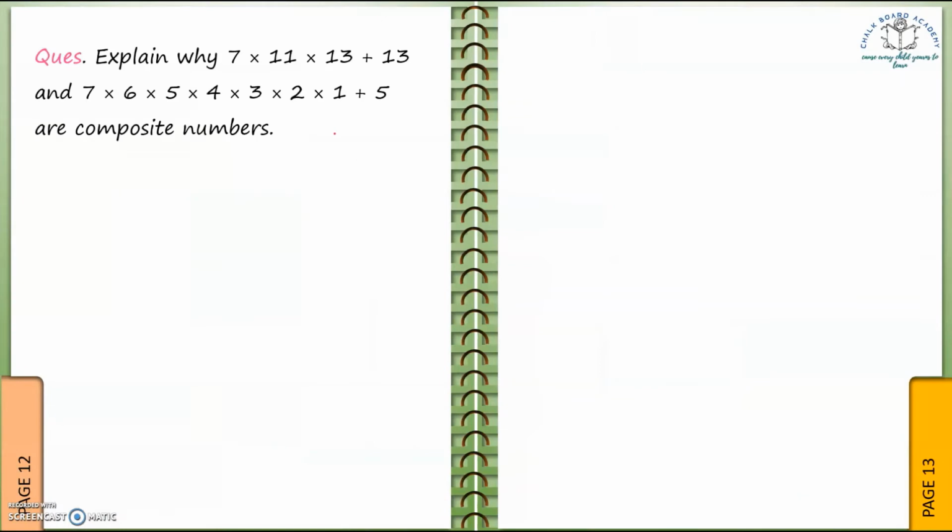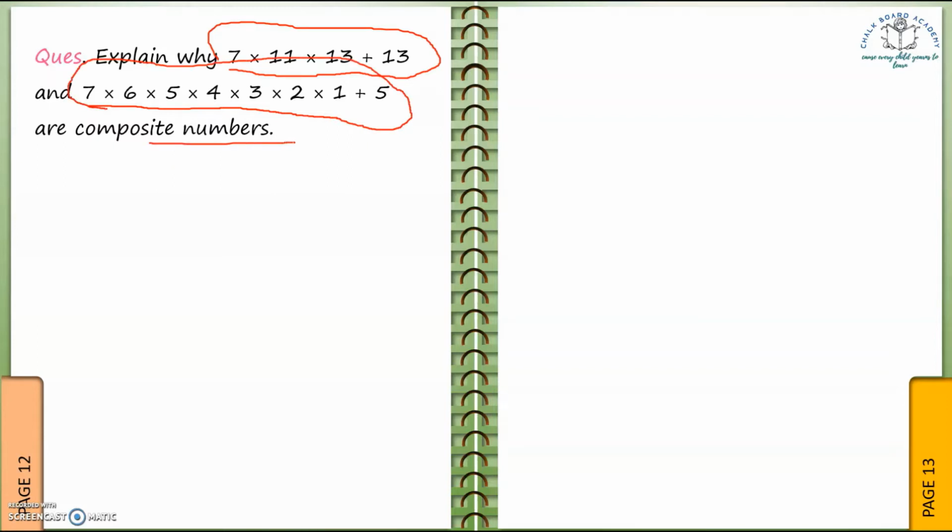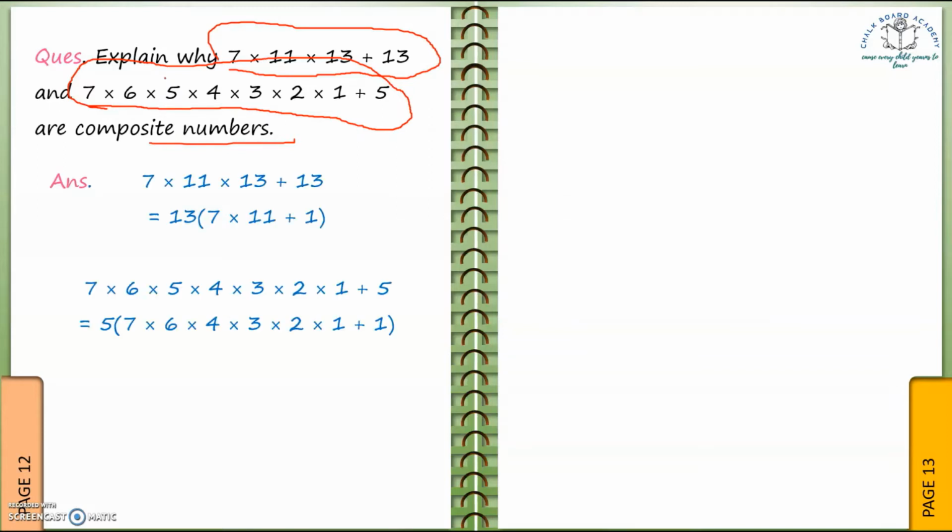Now we have another question here. This is also related to composite numbers. So here we are asked whether 7 multiplied by 11 multiplied by 13 plus 13, and 7 multiplied by 6 multiplied by 5 multiplied by 4 multiplied by 3 multiplied by 2 multiplied by 1 plus 5 are composite numbers. You have to tell the reason. And we know very well that composite numbers have more than 2 factors, so we have to prove that.